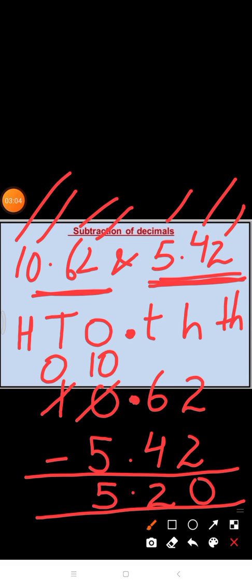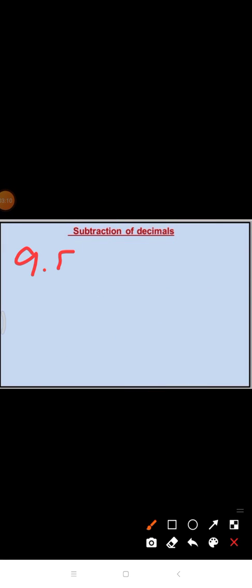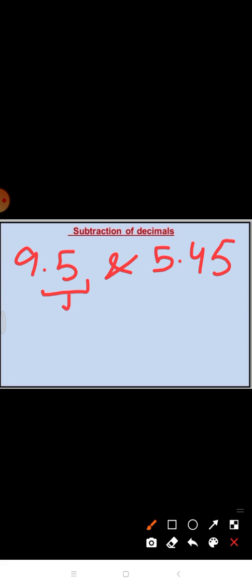Let's take another example. We have 9.5 and 5.45. Students, first step is change the decimals to like decimals if required. So here, if we notice here, we have 1 decimal place. And if we notice here, we have 2 decimal places. That means we have unlike decimals here. So we need to convert them to like decimals.